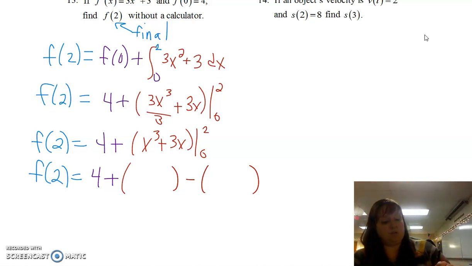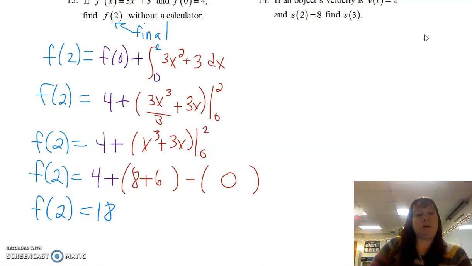So the function at 2 is 8 plus 6. The function at 0 is 0. So we have 8 plus 6 plus 4. So we get the same thing as we got before. F of 2 equals 18. And that might seem a little bit roundabout.